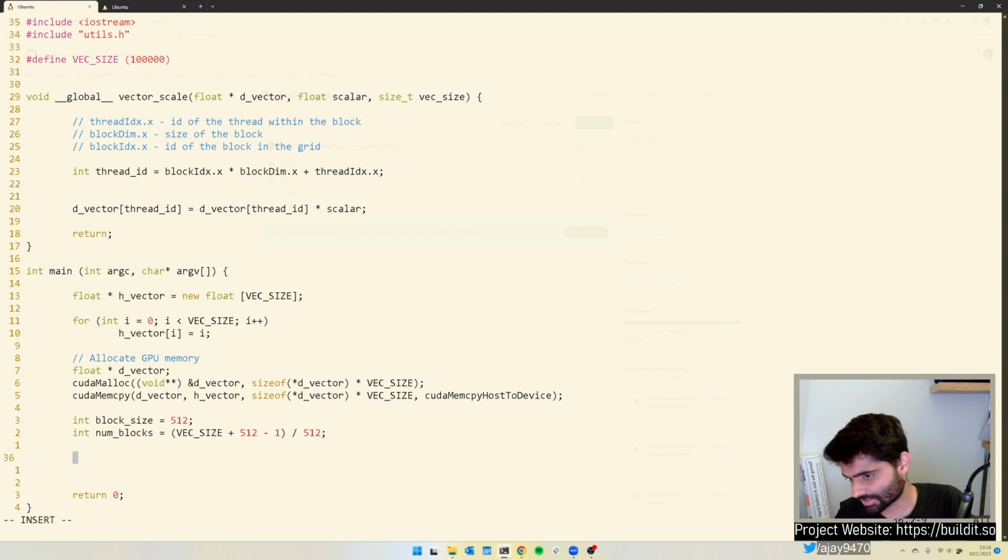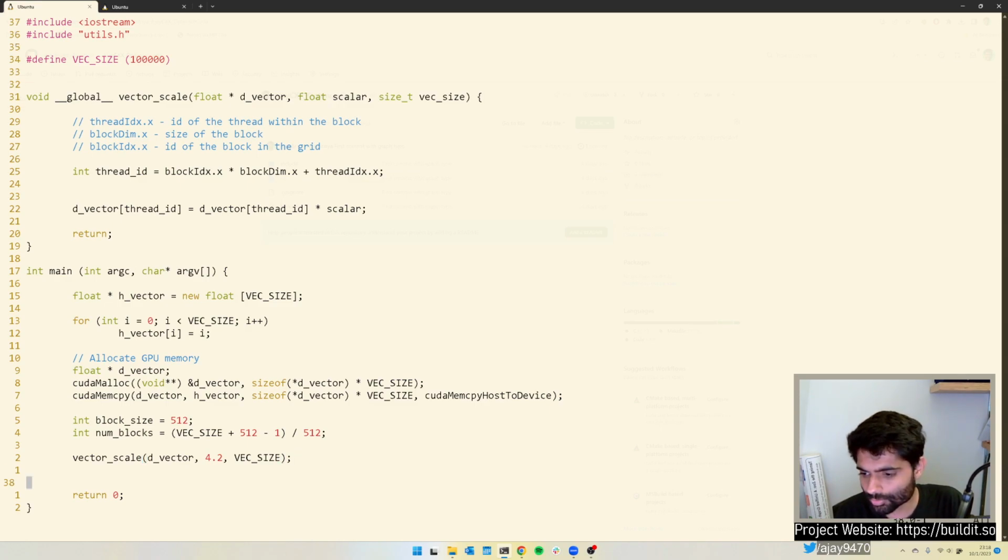And now I can launch the kernel. Launching a kernel is the same as calling a function. So I can say vector_scale first. Inside the parentheses, I send the parameters. This is going to be d_vector, and then the scalar, let's say 4.2. And then the size, which is vec_size.